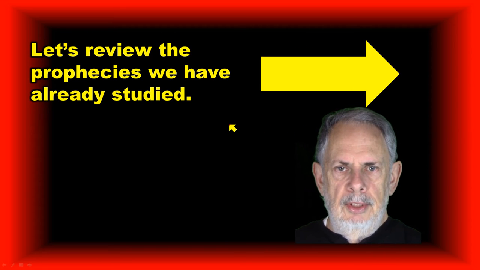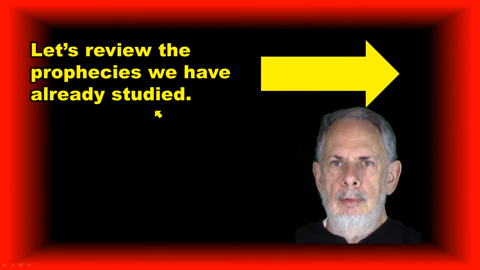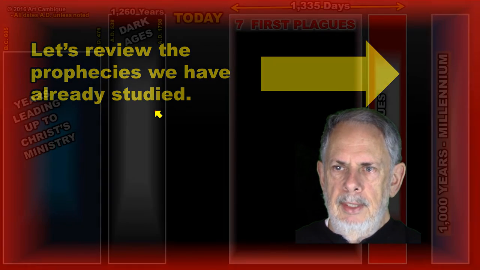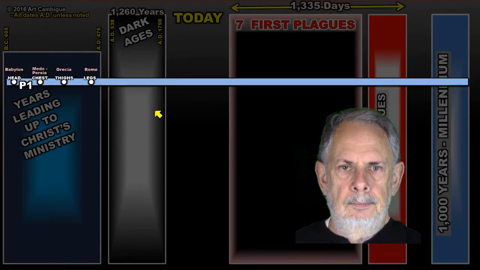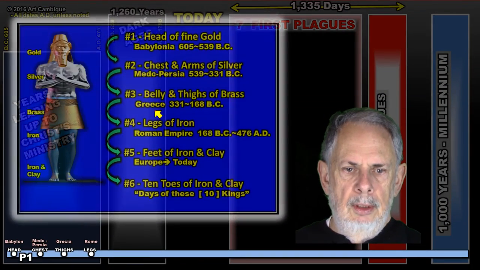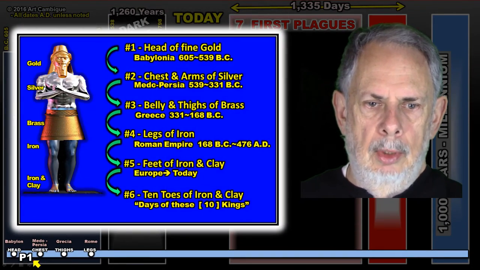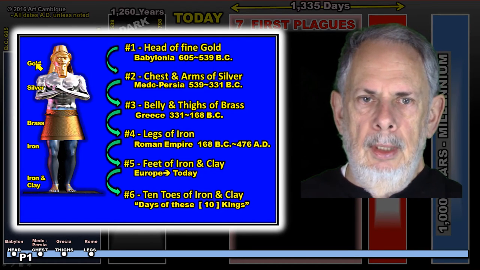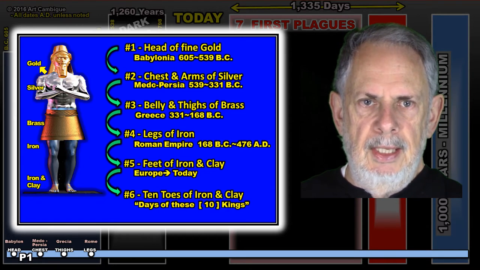First, I want to review just real quickly what we already studied in video number 301. Let's recap on what we've learned there. Well, the first prophecy, prophecy 1, has to do with a metal man in Daniel 2. And that metal man consisted of multiple different metals that represent kingdoms.